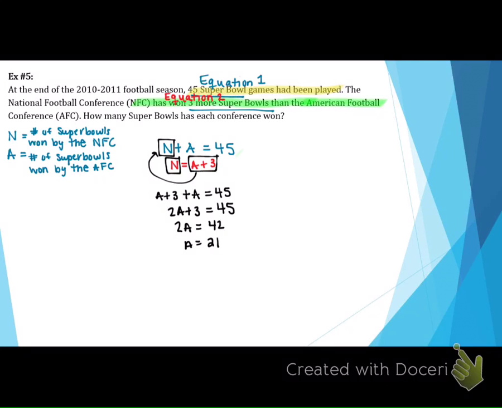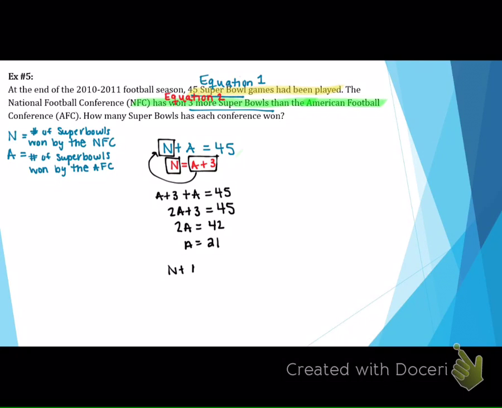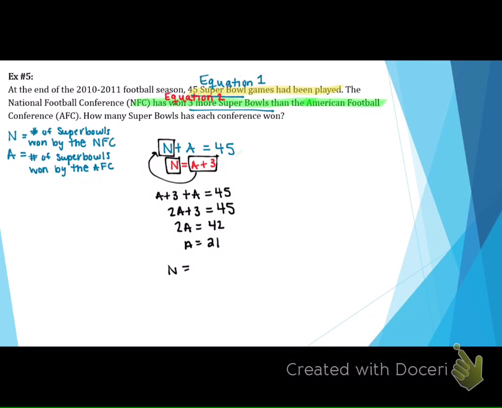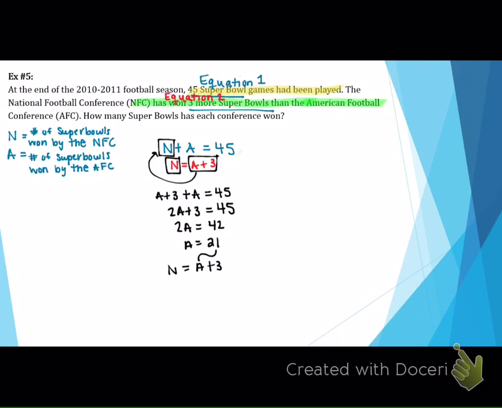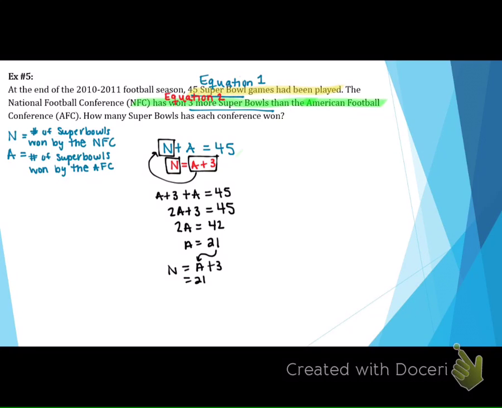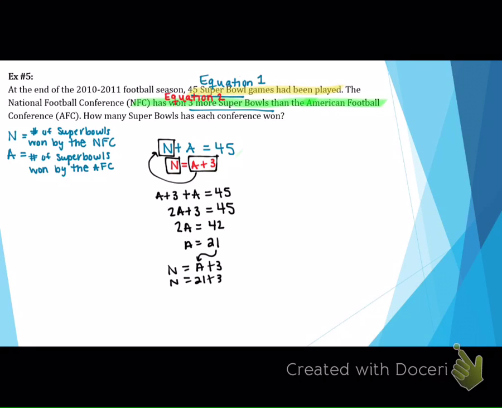So how am I going to figure out how many games the NFC has won? Yeah. You can just add 3. You just get to add 3 to it because N equals A plus 3. So we know that A is 21, so 21 plus 3 equals N, which is 24.